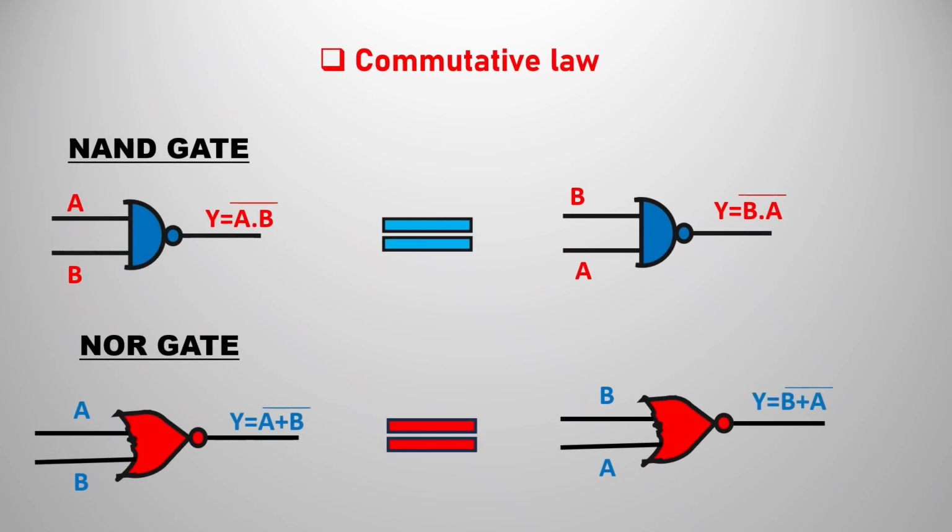The remaining two gates are the universal gates, that is the NAND gate and NOR gate. We are going to check them with the help of the commutative law and associative law. Let's start with the commutative law for the NAND gate. The NAND gate output is a dot b whole bar. If you reverse the inputs, it doesn't make any change, the outputs would be the same, so it follows the commutative law. For the NOR gate, the output is a plus b whole bar. If you reverse it, b plus a whole bar makes the same output, so it also follows the commutative law, and we can say both circuits are the same.